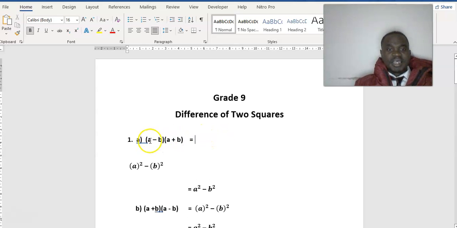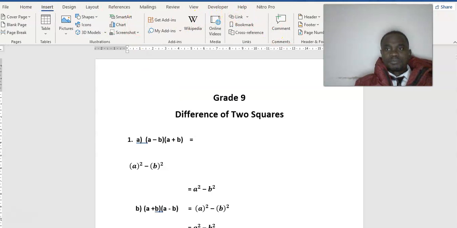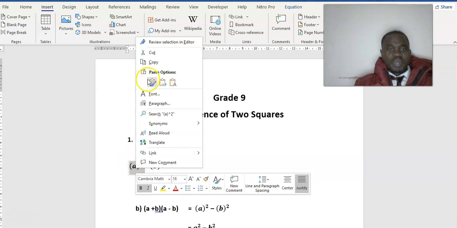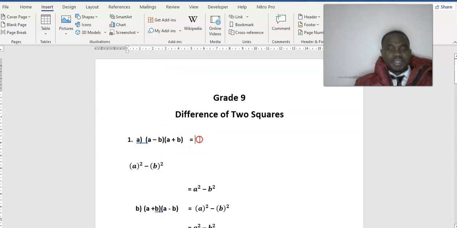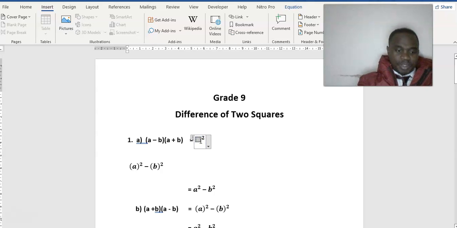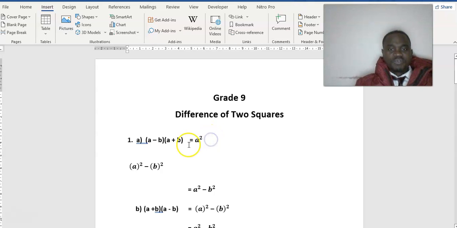Everything that I said, a times a is what? A squared. So let me write my a squared here. This is my a squared for the first one, a times a, ne? Good. Then a times b is what? ab. So we have plus ab.